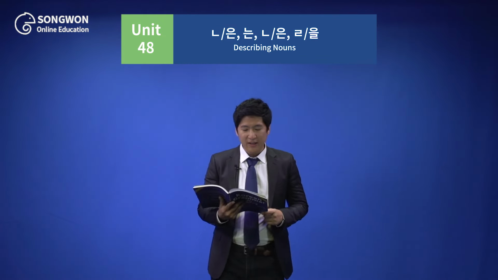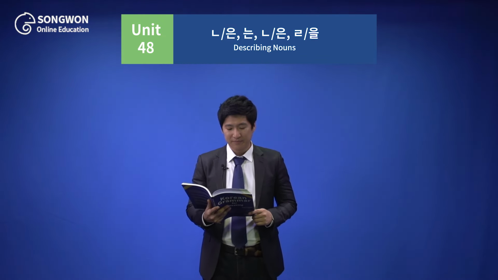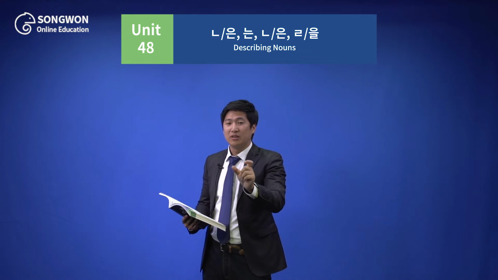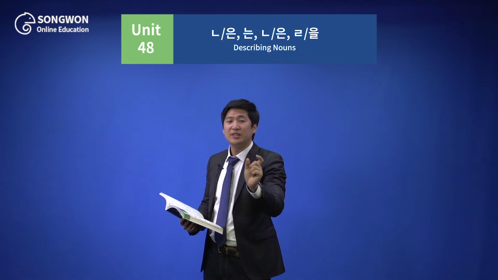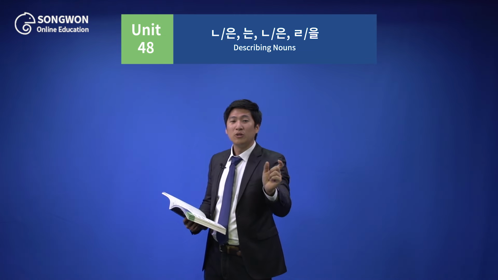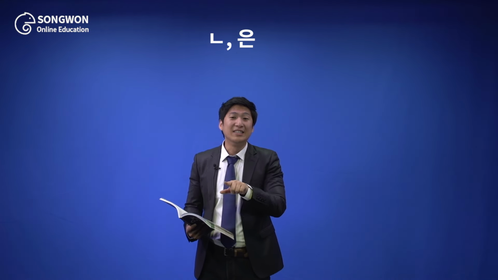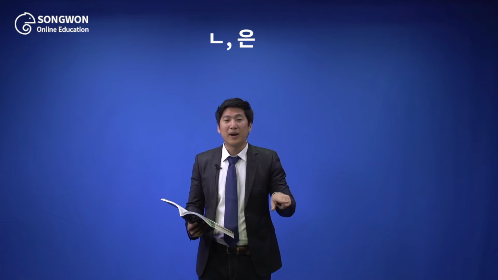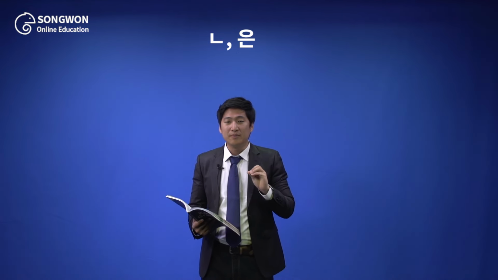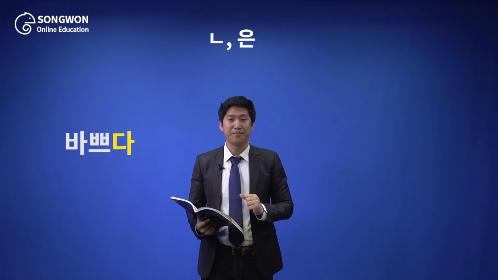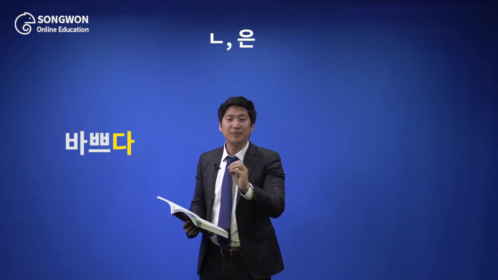So unit 48 is describing nouns, right? Whenever you say there is a person, what kind of person? Busy person, or tall person, short person, something like this. What we need is bottom N or un. Just bottom N is used for no bottom words, like 바쁘다. What does that mean? Busy. Then how do you say busy person?